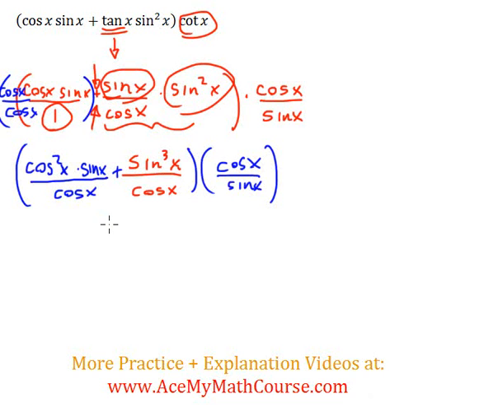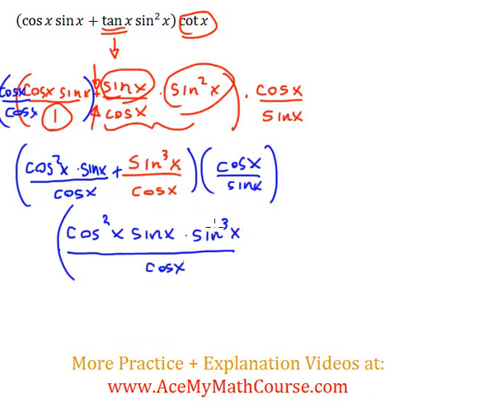Fantastic. Now what do we do? Now we can just write these as cos squared x sine x plus sine cubed of x all over cos of x, written just once, times cos of x over sine of x. And now I can actually cancel out these cos of x here. So they're gone.